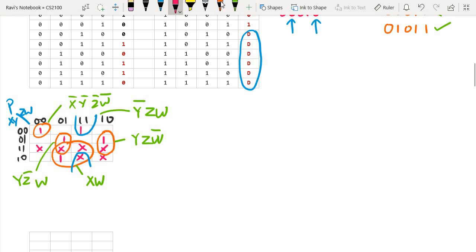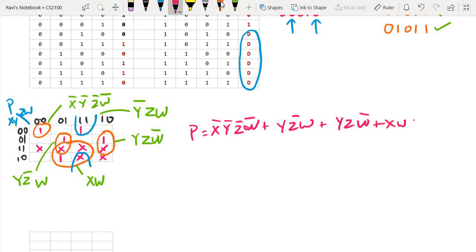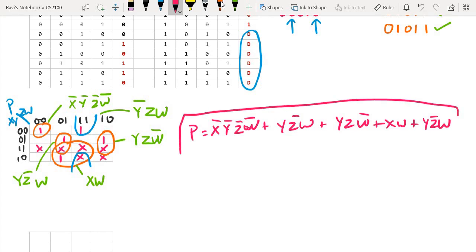Okay, so the final expression here for P is given by x bar, y bar, z bar, w bar plus y z bar w plus y z w bar plus x w plus y z bar w. So that is the final expression for the SOP for this truth table here.